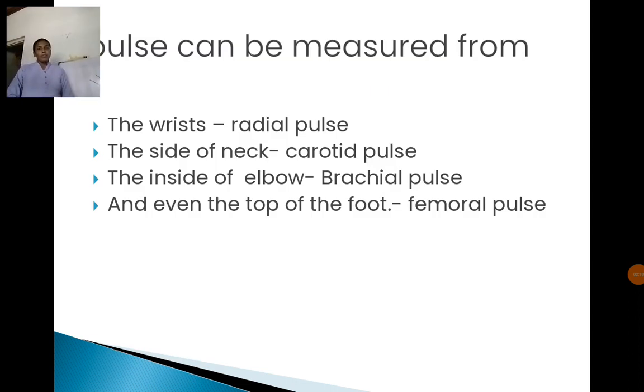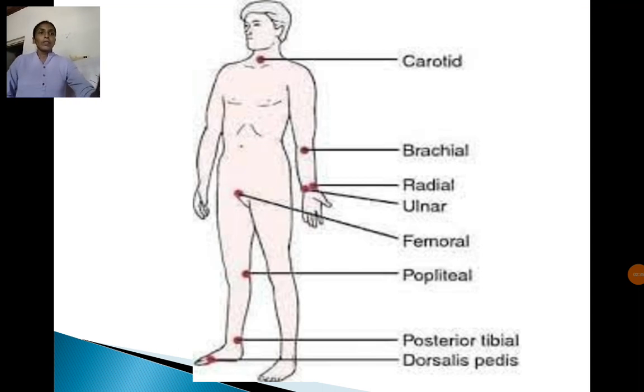Pulse can be measured from the wrist, which is called the radial pulse. There are four main places. The wrist is the radial pulse. The side of the neck is the carotid pulse. The inside of the elbow is the brachial pulse, and the top of the foot is the femoral pulse. Look at the picture: the carotid pulse, brachial pulse, radial pulse, and there are also the ulnar pulse, femoral pulse, popliteal pulse, and so on.